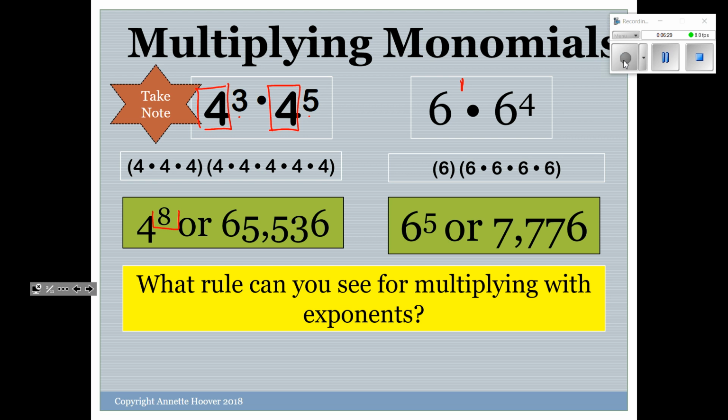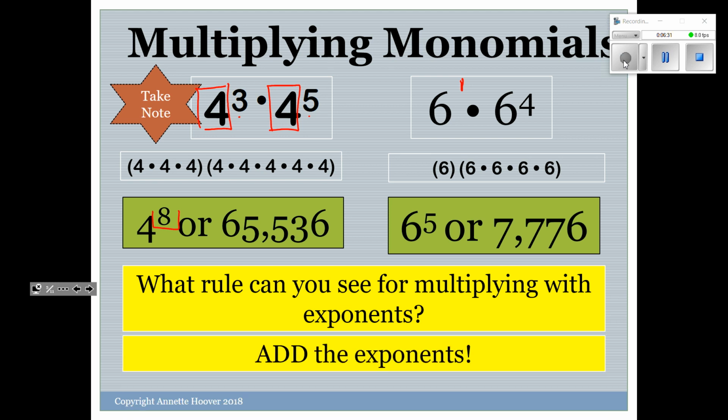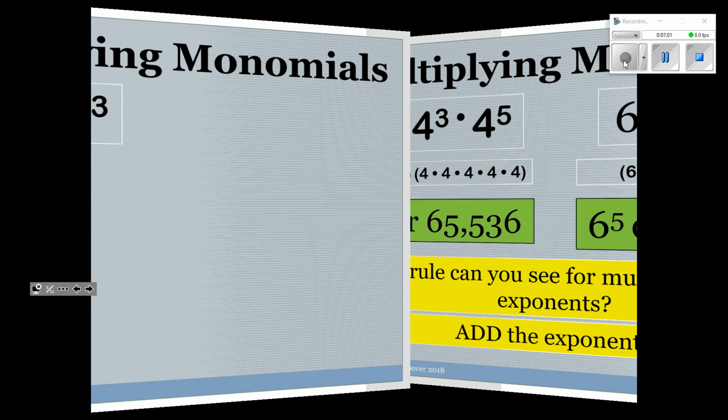So there's a rule that we follow. What rule do you see for multiplying with exponents? If the base is the same, the exponents are actually added. And you can see why that is true up here, because we had 3 4s right here, we had 5 4s right here, we add them together, and that was 8 altogether. Here we had 1, and we had 4 more, so altogether we had the base of 6 5 times. So the rule for multiplying with exponents is, as long as the base is the same, you add the exponents.